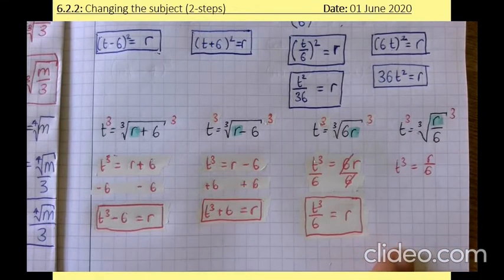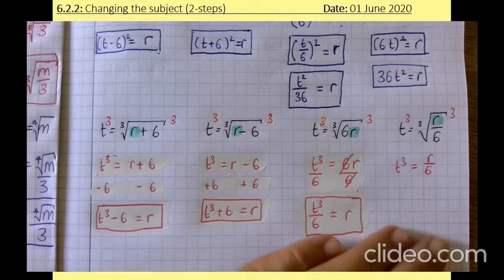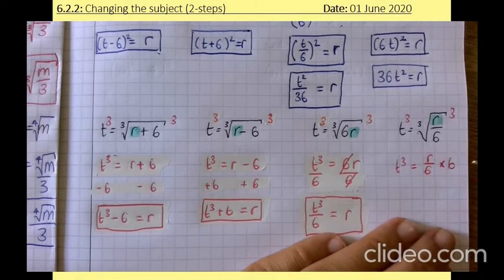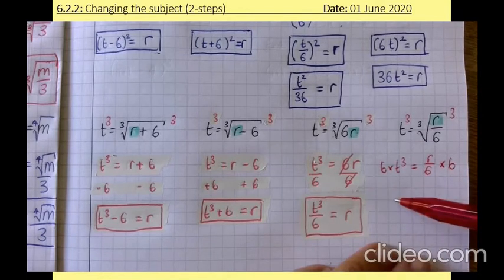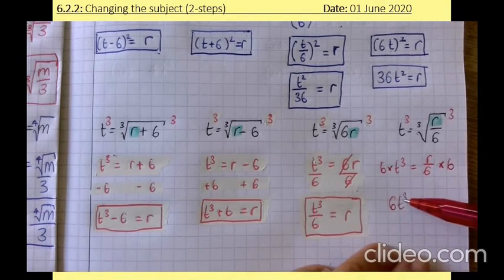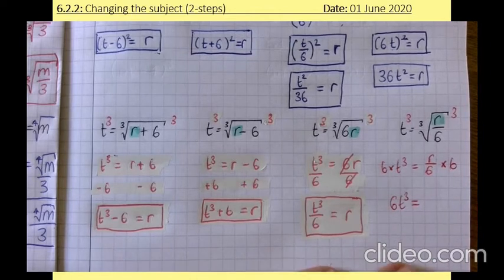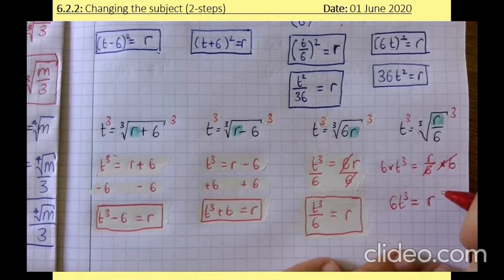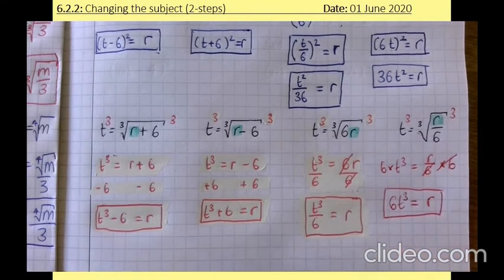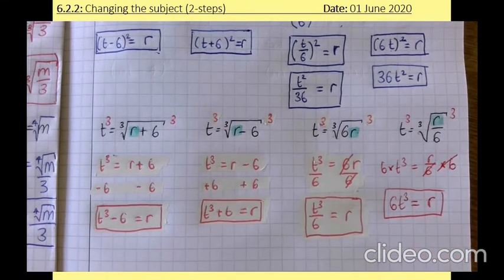Then, to get the r by itself, I'm going to multiply by 6 on both sides. So this gives me 6t cubed on the left-hand side, and then multiply by 6 and divide by 6 cancel each other out to give me just r. So there I've made r the subject of that equation.